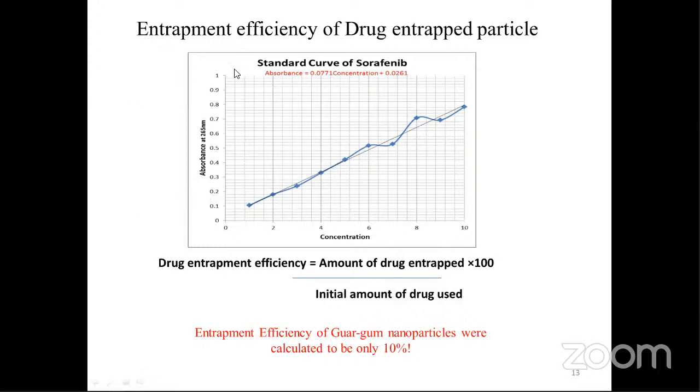First, I prepared a standard curve of the drug, and the drug entrapment efficiency of this developed nanoparticle system was calculated. For guar gum alone, the entrapment efficiency was calculated to be only 10%, which is very less compared to a good targeting system. It might be because guar gum is a carbohydrate and a hydrophilic molecule, so its efficiency to entrap a hydrophobic drug, sorafenib, might be less. That might be the reason why the entrapment efficiency was only 10%.